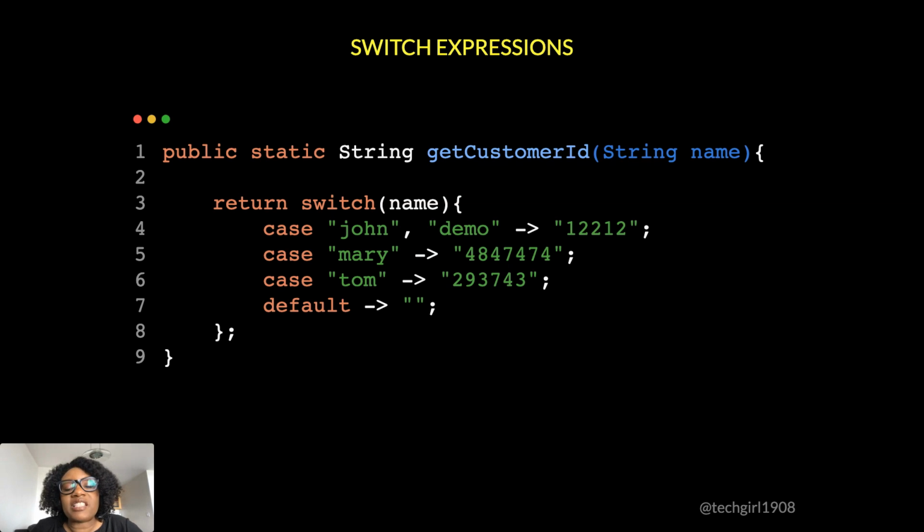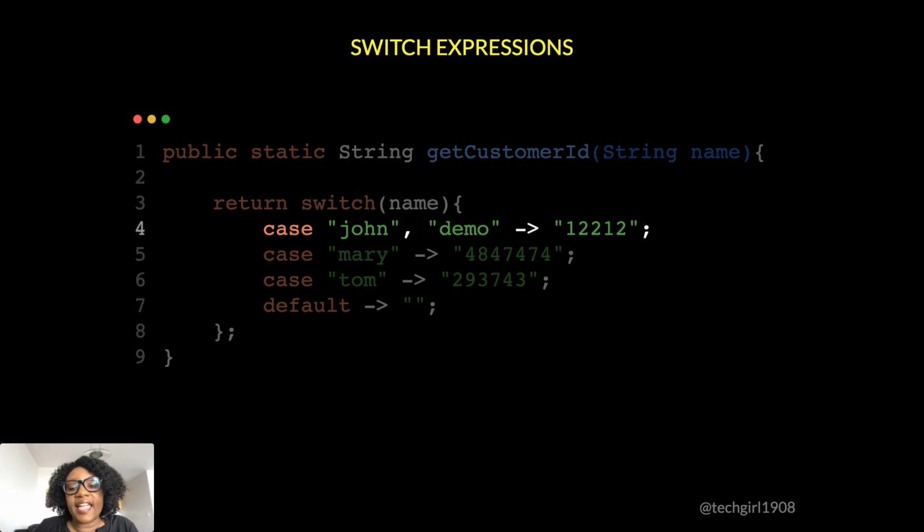You can also specify more than one case. So this gets you around that limitation of removing fall through. Because while fall through is a pain in our side sometimes, it's actually useful, right? When you have more than one case that you'd like to address with a single block of code. So notice here, we're saying if the customer name is John or Demo, which is his last name, then the ID is 12212, right? So again, this makes up for the removal of fall through from switch expressions because now you can indicate all of the cases delimited by a comma.